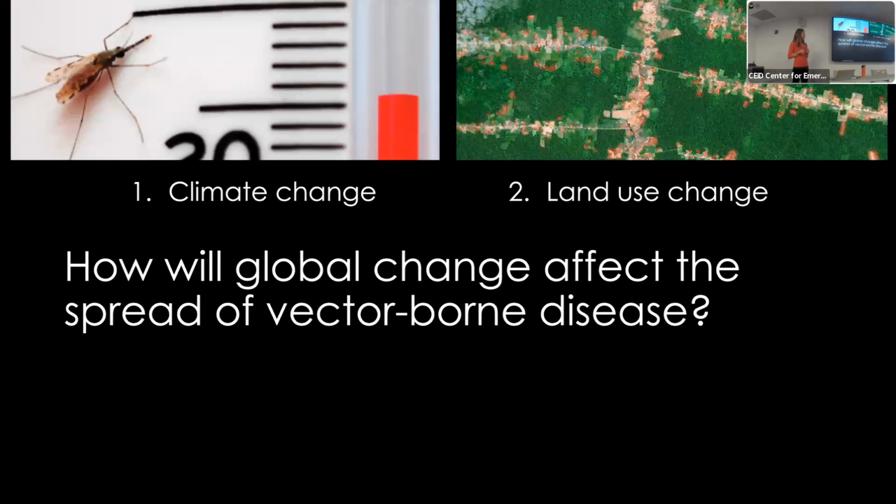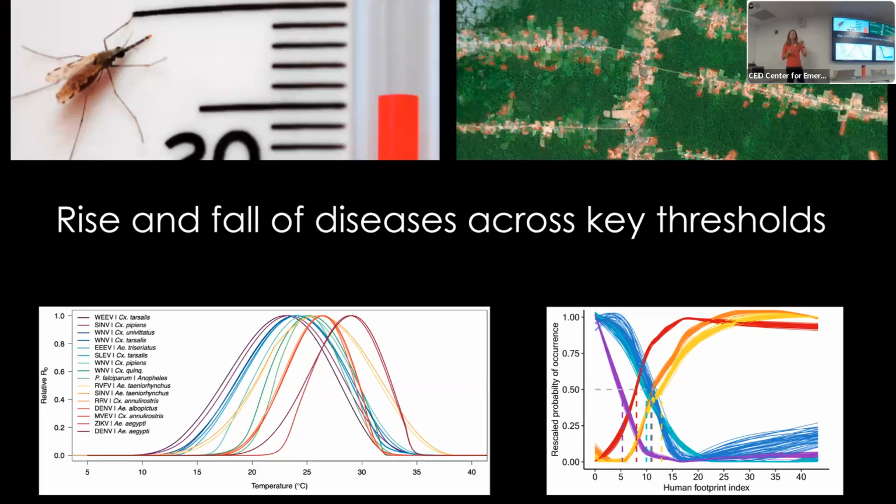So to conclude, how will global change affect the spread of vector-borne diseases? We see evidence for the rise and fall of different vector-borne diseases across key thresholds. So for example, key temperature thresholds ranging from about 18 to 25 degrees Celsius, and key human footprint thresholds ranging from about 5 to 12, or that kind of early stages of agriculture into peri-urban zone.